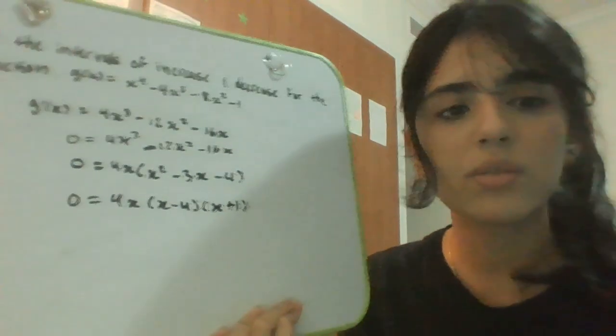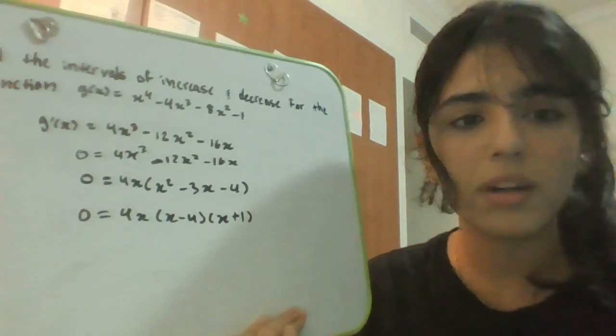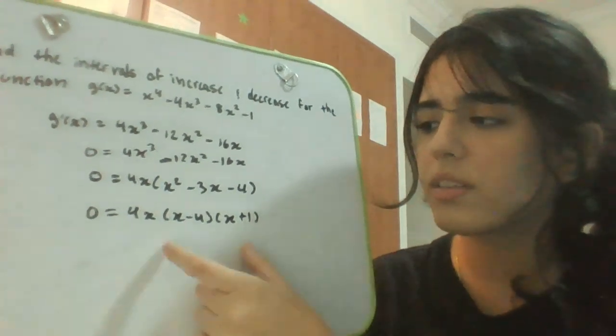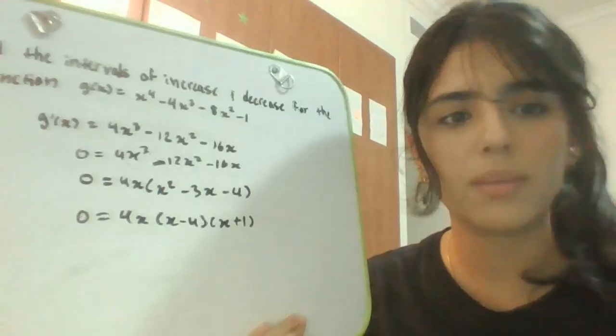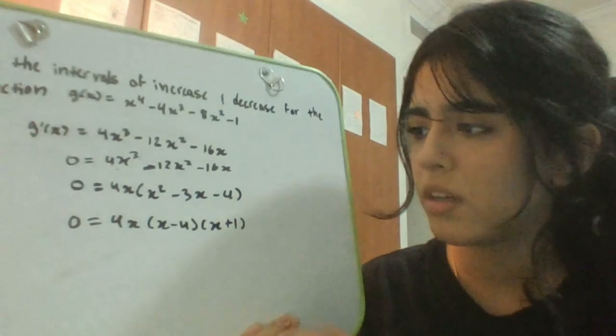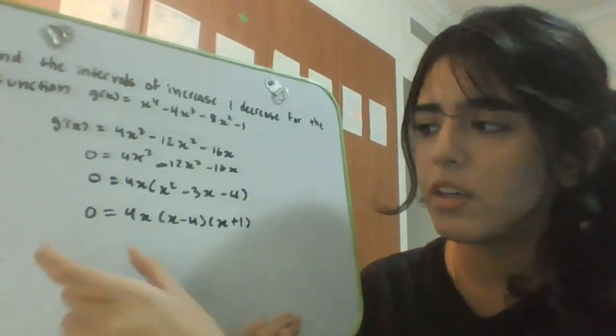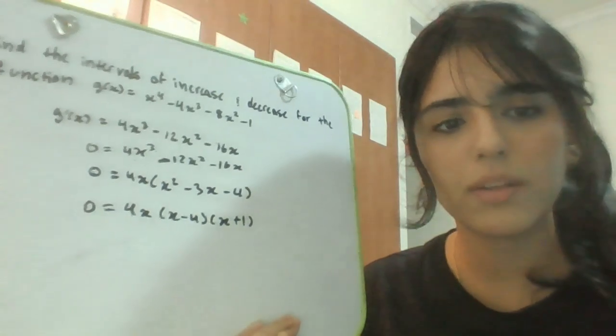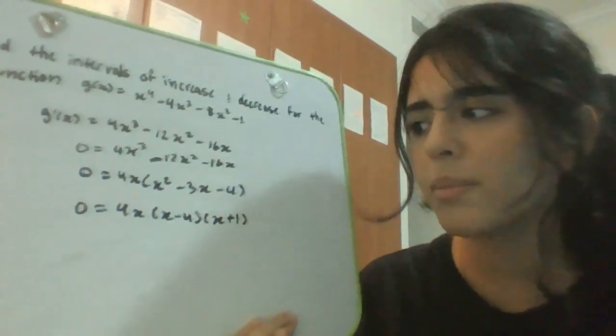Okay guys, so now that I've factored it, you can directly tell what your critical numbers are going to be. You can either make each term equal to 0 and do it from there, or just tell directly. I'm going to do it directly, and I'll come back.